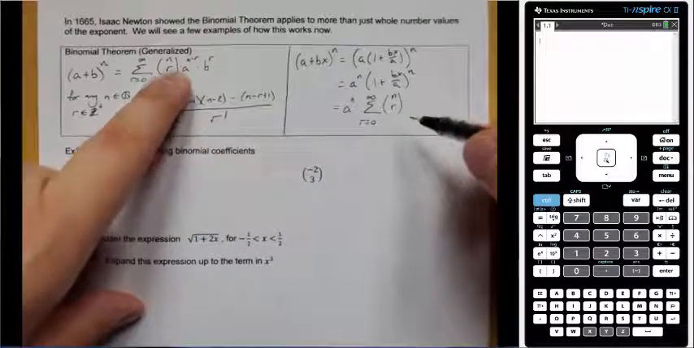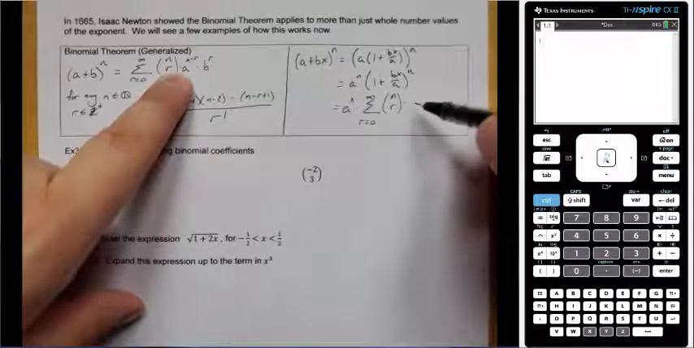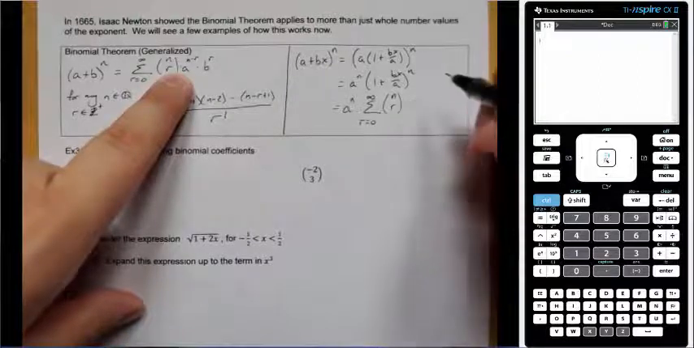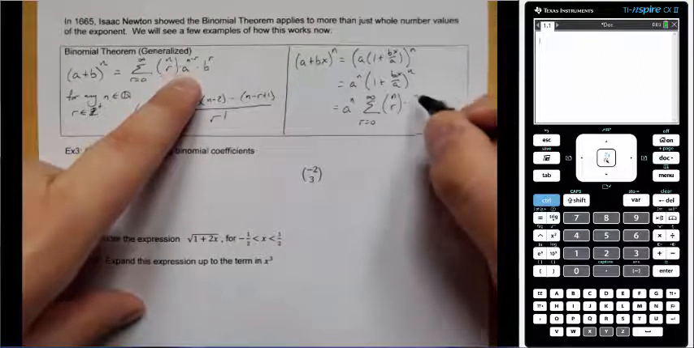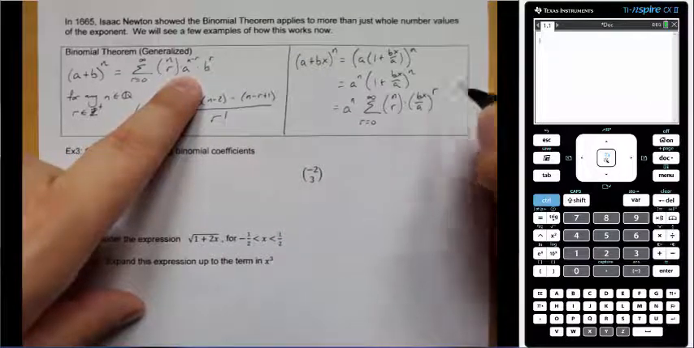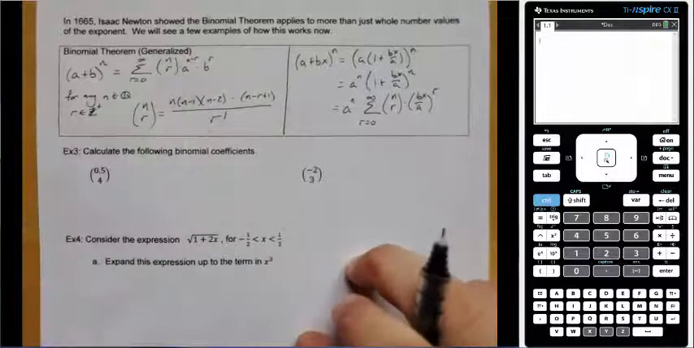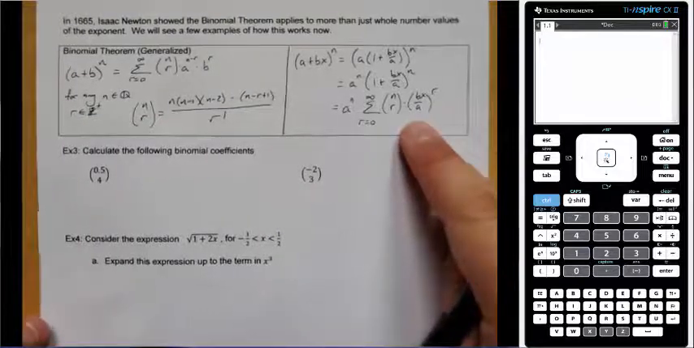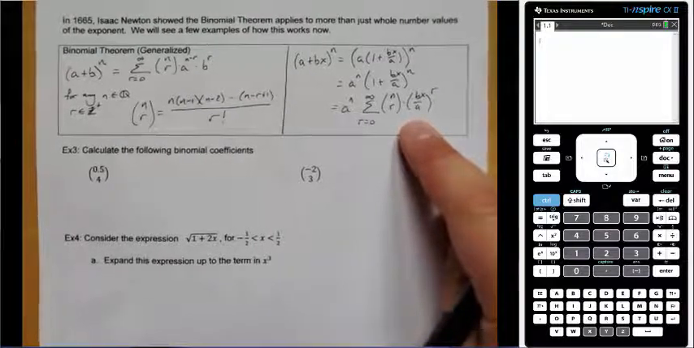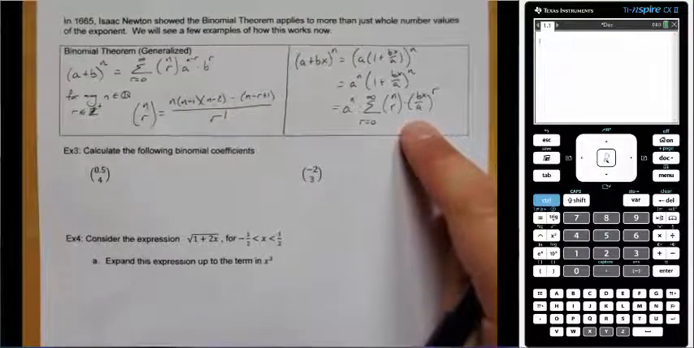The next term would be 1 to a bunch of powers, but 1 to any power is just itself, and 1 times something doesn't change it. So I'm not even going to bother putting in the 1 to a power term. But then I'll also have a bx over a to the r. And this rewriting of the binomial theorem tends to help solve some of the problems we're going to see just a little bit cleaner and easier to use.